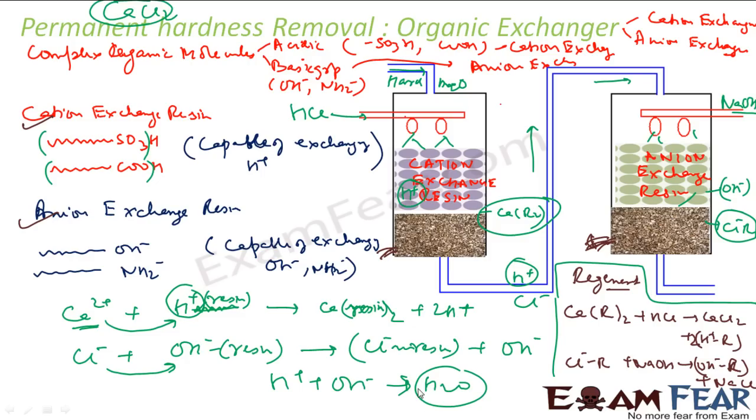And we have to regenerate this resin. So we'll sprinkle hydrochloric acid in the cation exchange resin chamber, and we'll sprinkle sodium hydroxide in the anion exchange resin chamber.